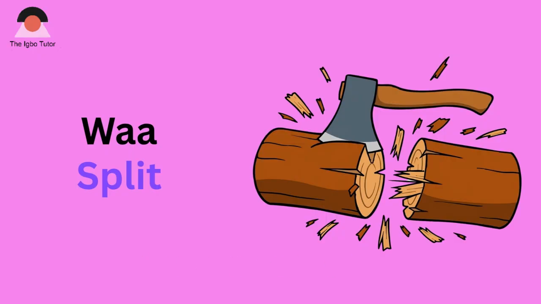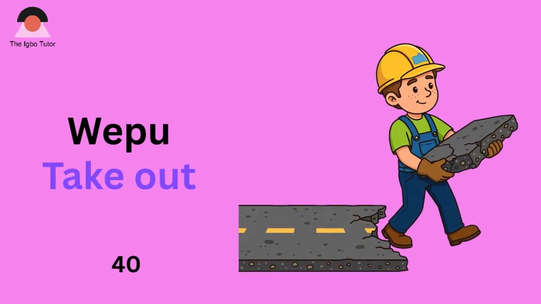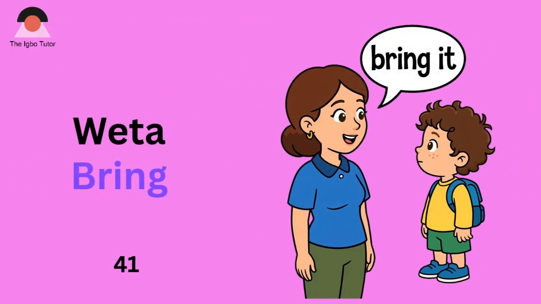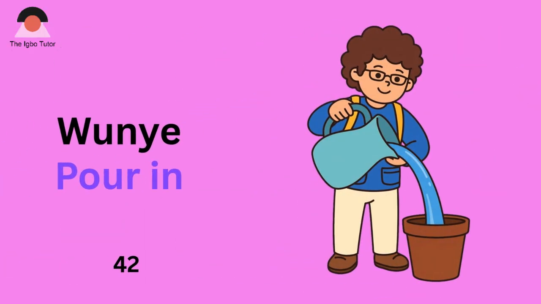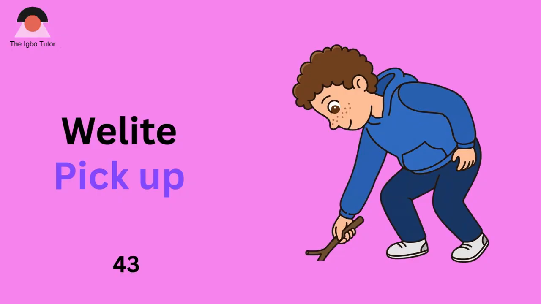39, wa, split. As you split wood. 40, wepu, take away or take out. 41, weta, bring. Bring it is wetaya, bring it. We moved 42, wunye, pour in. Wopo is pour out.